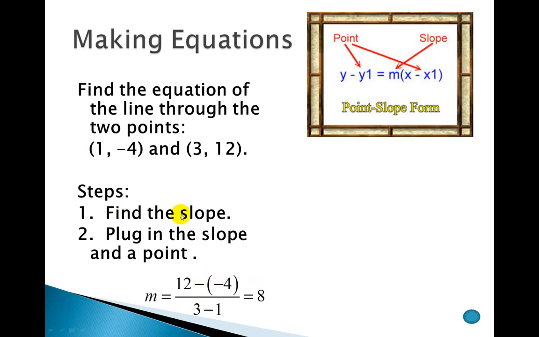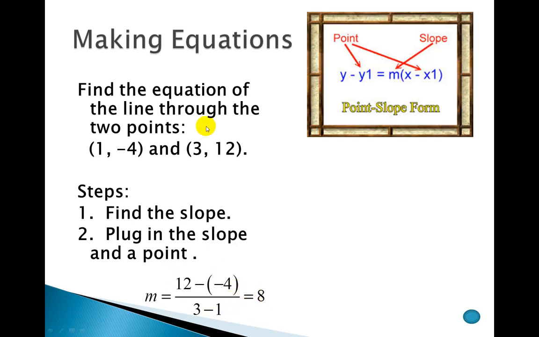All right, so I got to calculate my slope. I take these 2 points. I do the differences in the y values on top, and then divided by the differences in the x values. When I'm doing that, just make sure to note that that's a minus -4. That makes it a plus, so that's really a 16 on top. 16 divided by 2 gives me my 8.